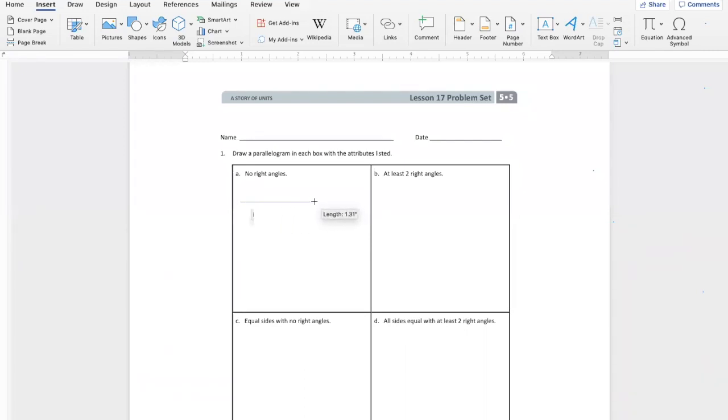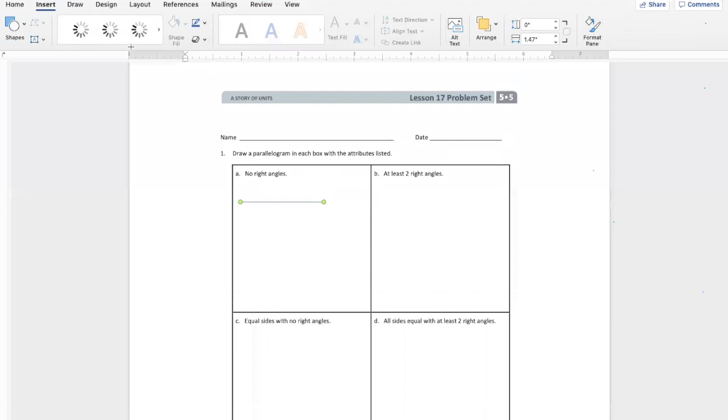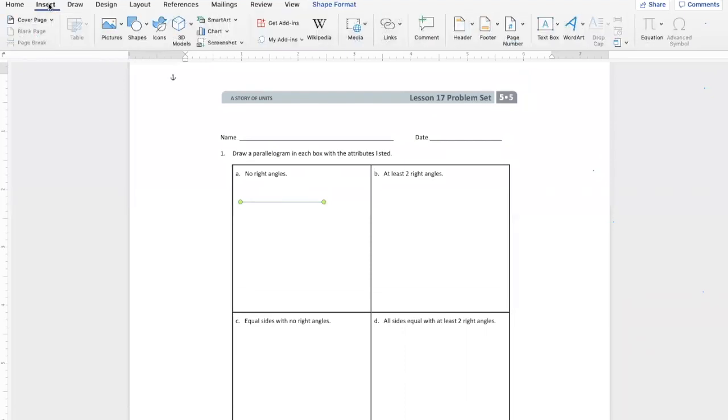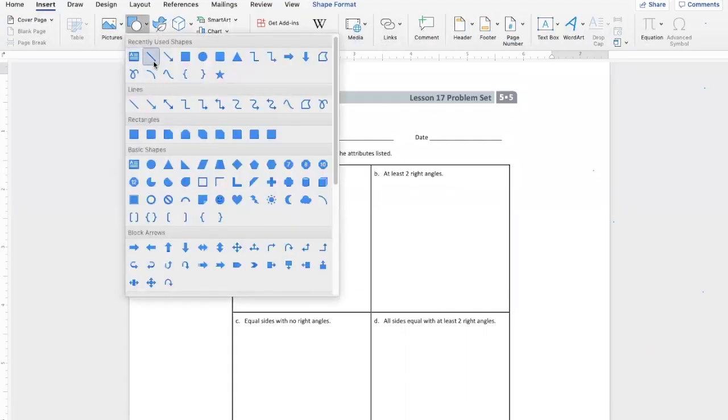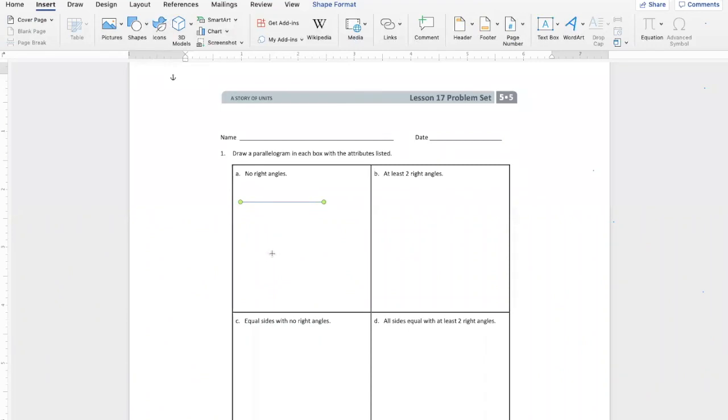My son in third grade just did this on his math lesson this morning. So we're doing the exact same thing that they're doing in third grade. We're just making it a little bit harder in fifth grade.